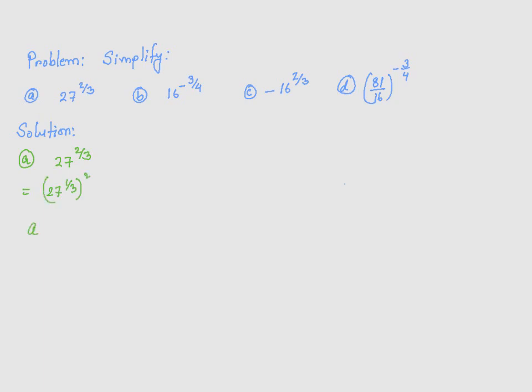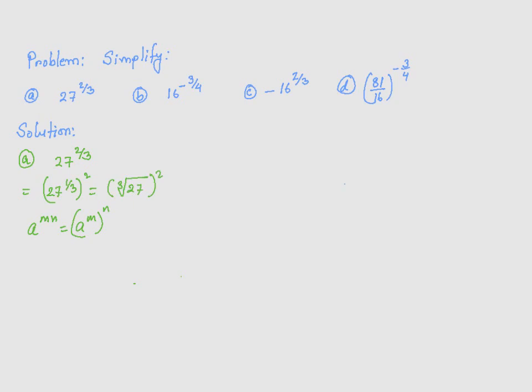Remember the rule, a to the power mn is equal to a to the power m, raised to the power n. So basically, if you're raising an exponent to another one, you just multiply the exponents. That's about it. Now, look, 27 to the power 1/3 is actually the cube root of 27. So this is like the cube root of 27, squared.